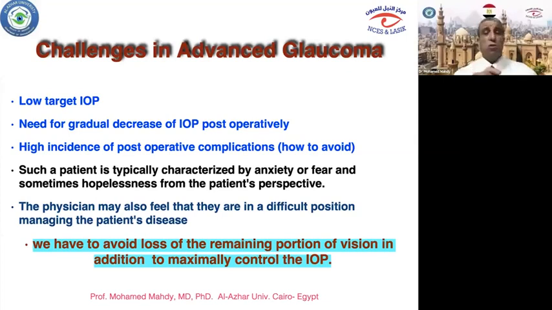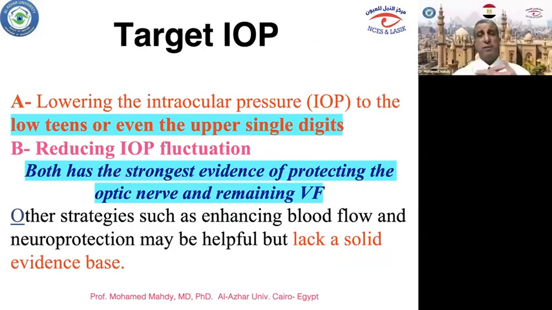So we have to avoid loss of the remaining portion of the vision, in addition to maximally controlling the intraocular pressure, which is a very difficult task, but it can be reached, no problem. Regarding the target intraocular pressure, it is a theoretical level at which no further damage to the optic nerve head, retinal fiber layer, and visual field will happen. In advanced glaucoma, lowering the intraocular pressure to the low teens, 12, 11, 13, or even the upper single digits, 9 or 8, is very important.